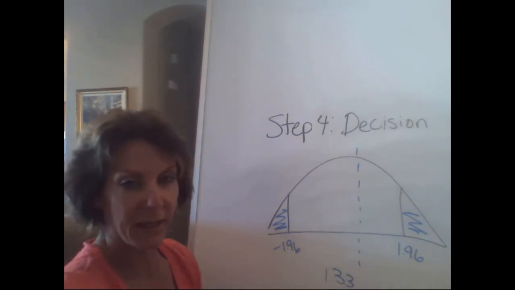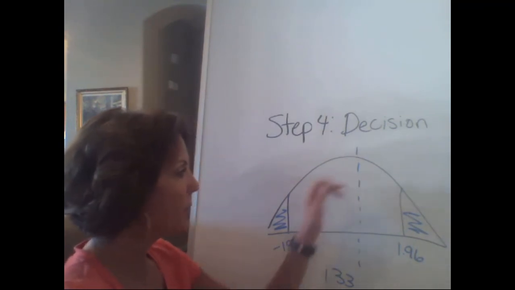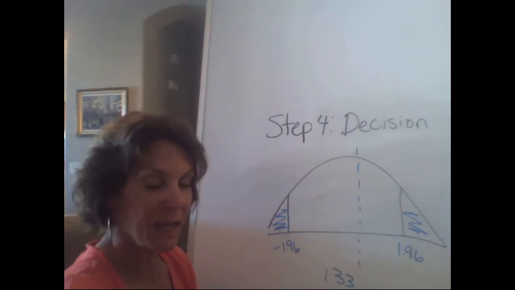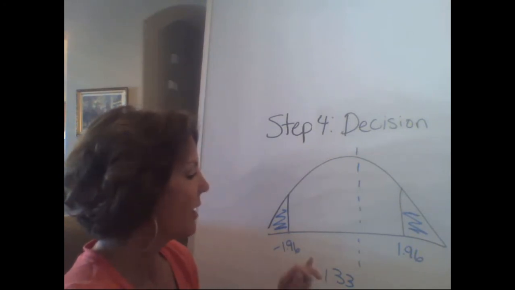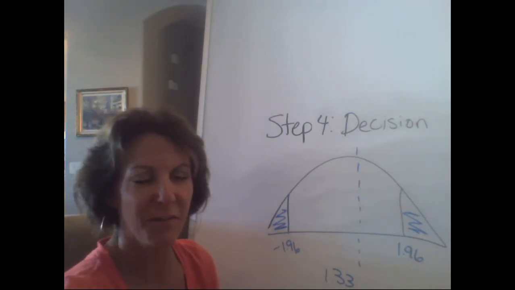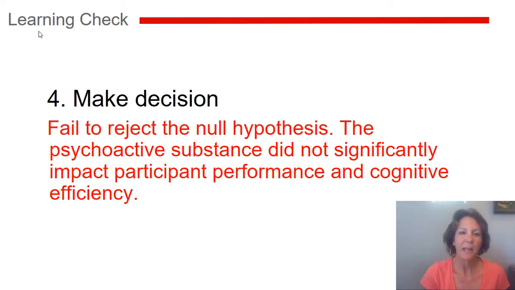Is our calculated z-score within the critical area? Is it a high probability event or a low probability event? Well, it is definitely a high probability event, meaning that we're going to take a leap and say there is no difference between our sample mean and the population mean. Any differences that we're seeing are just due to chance, but there is no statistically significant difference. So the decision we made is to fail to reject the null hypothesis. The psychoactive substance did not significantly impact participant performance and cognitive efficiency.